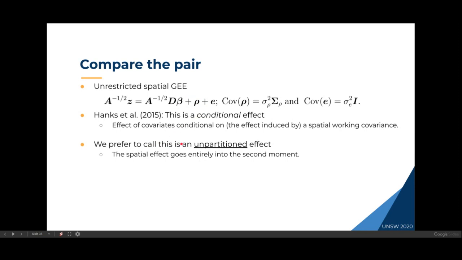We, however, prefer to call it an unpartition effect, and it will become clear shortly why we call beta an unpartition effect. Essentially, it comes down to the fact that we don't partition rho. We don't divide rho up, and this induced spatial effect goes entirely into the second moment. In other words, all of rho forms the working covariance matrix in the GEE.